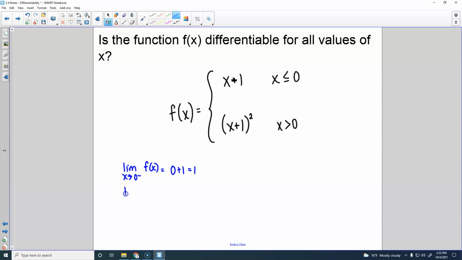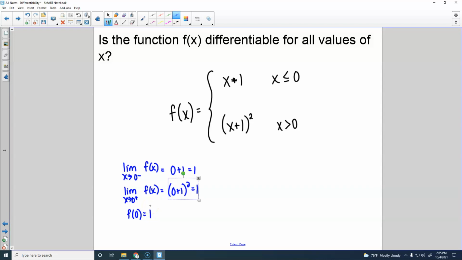We will do the limit as x approaches 0 from the right of f of x. Right, we're not doing derivatives yet. We're just proving continuity, which we've done before. So this would be 0 plus 1 squared, which also equals 1. What else do I have to consider for continuity? f of 0 also equals, in this case, 1, right? Because it's just the same as the limit from the left.